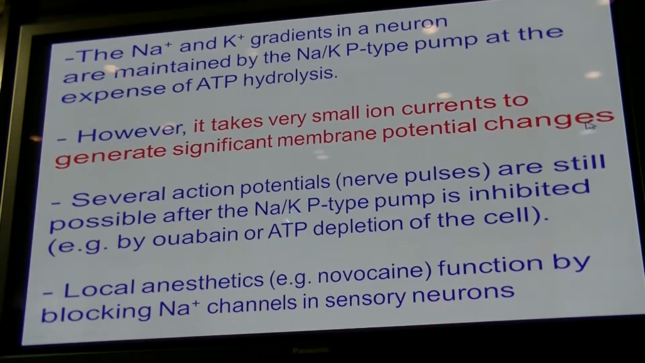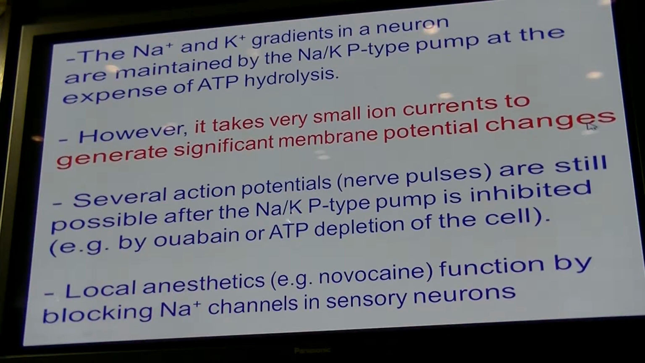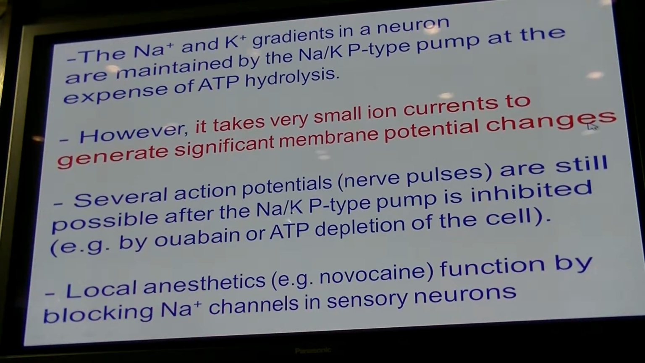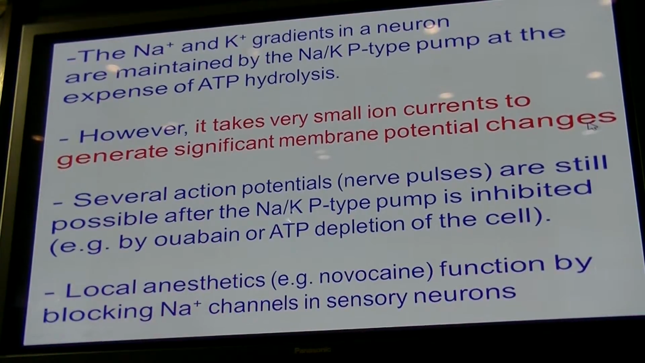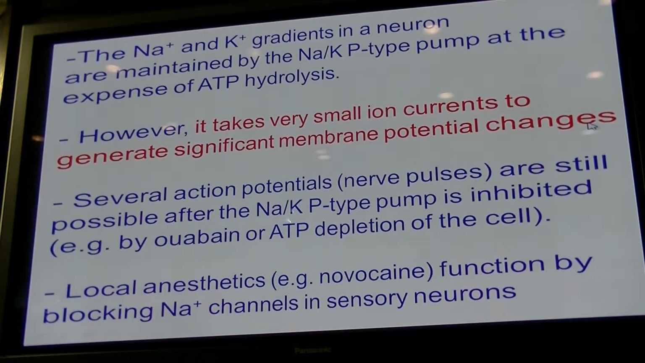And as a consequence, if we effectively kill the sodium-potassium pump, we can still get a neuron to fire action potentials several times, up to the point that essentially the sodium and potassium gradients have been exhausted too much.